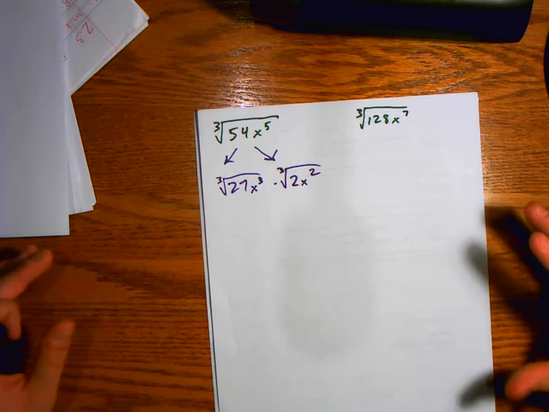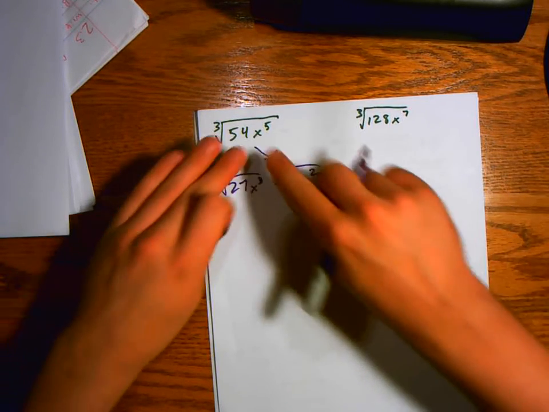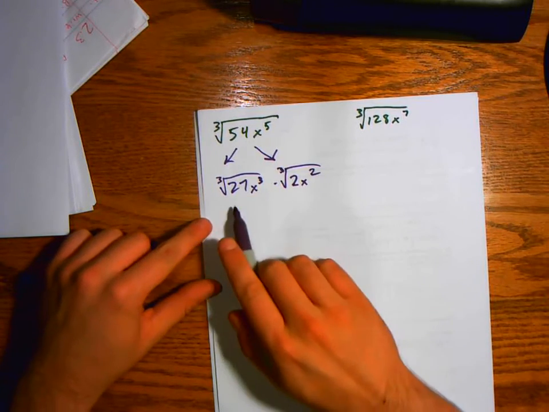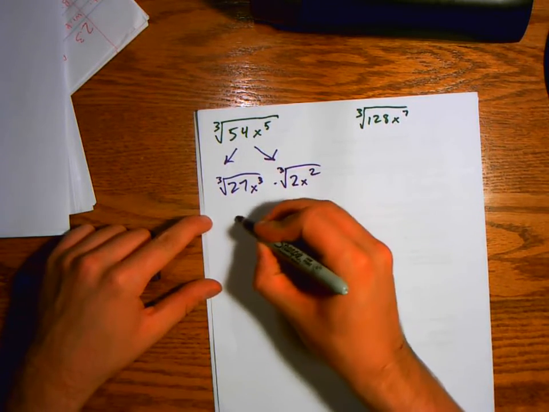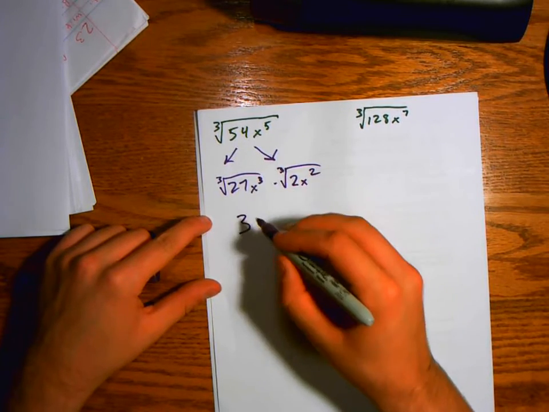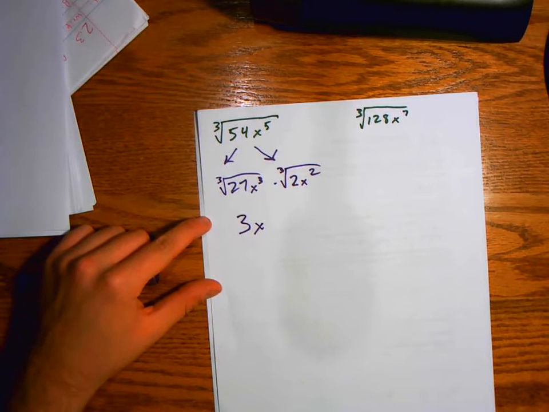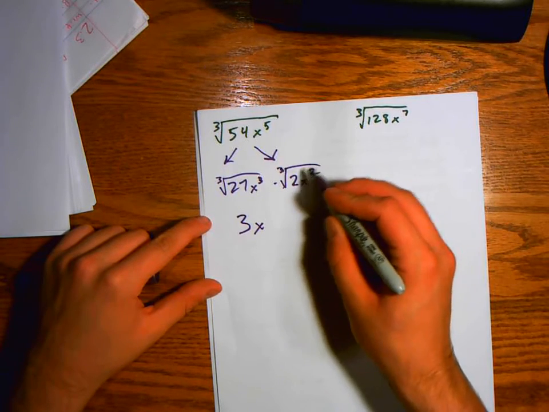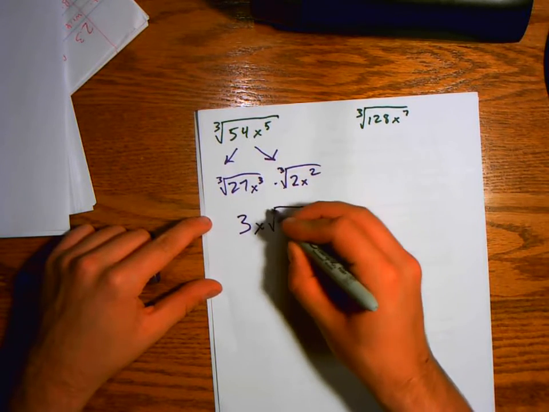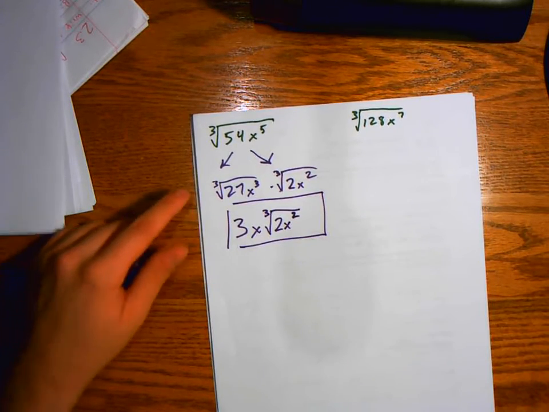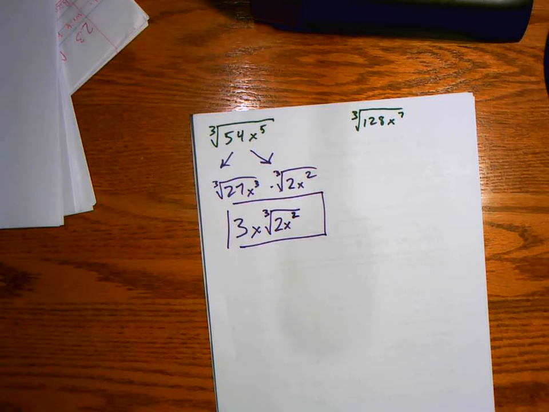This is exactly like the last problem, except we're moving backwards, where we're splitting this up into 2 different factors and simplifying from there. So the cubed root of 27 is 3, and the cubed root of x cubed is just x without any exponents. Then everything underneath this radical stays exactly the way you see it, and this is the most simplified answer to the cubed root of 54x to the 5th.